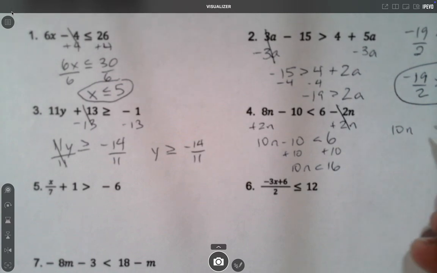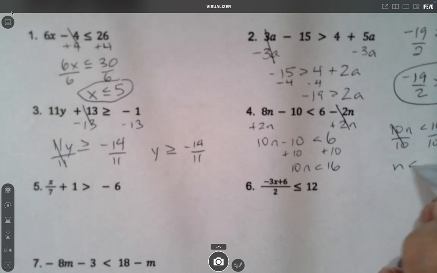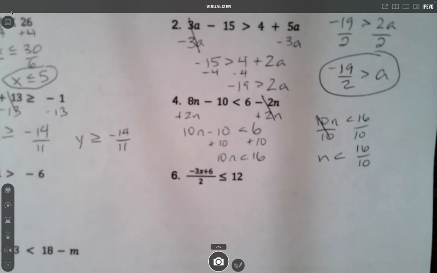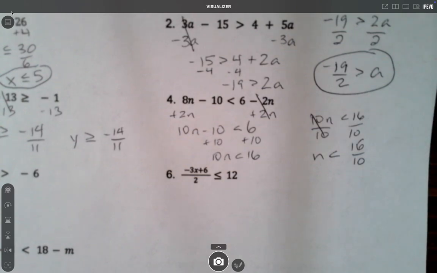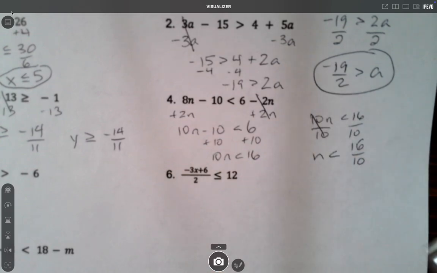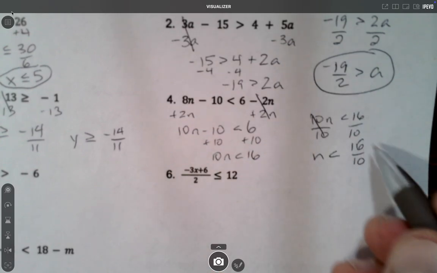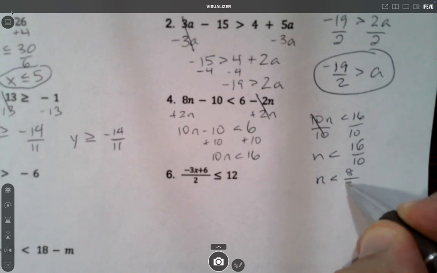So sorry, we ran out of room again. We'll divide both sides by 10. So we do get n is less than 16 over 10, but we do need to reduce the fraction. So like negative 14 over 11, negative 19 over 2, those could not be reduced, so it's fine to leave them. But we do need to reduce this. They're both divisible by 2, so we'll get 8/5.